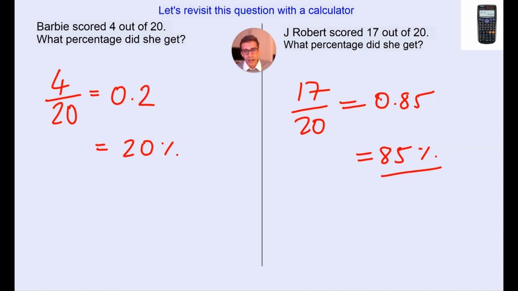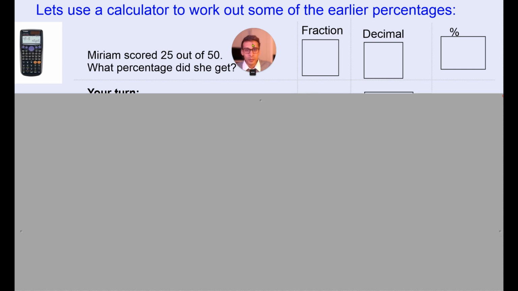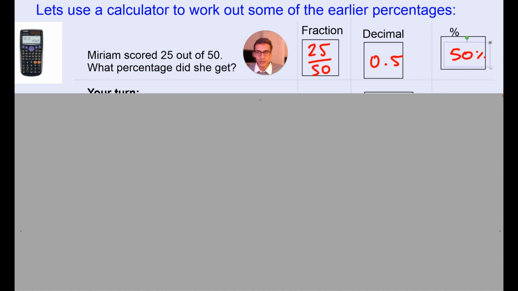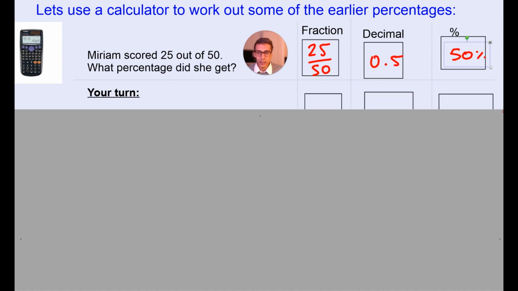Right, knowing that, let's have a go with a few practice examples here. So I'll do the first one. 25 out of 50. Now we know in our heads that's going to be 50%, but let's write this out carefully here. As a fraction, 25 over 50, as a decimal, 0.5, as a percentage, 50%. Now we can simplify the fractions as well. It's not too important for us to do that right now.